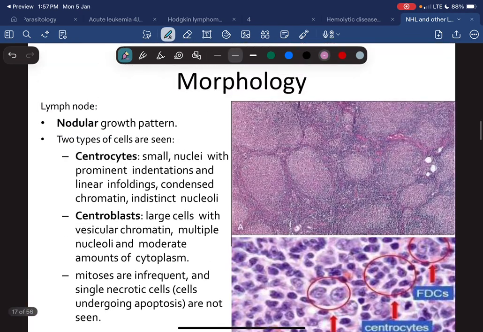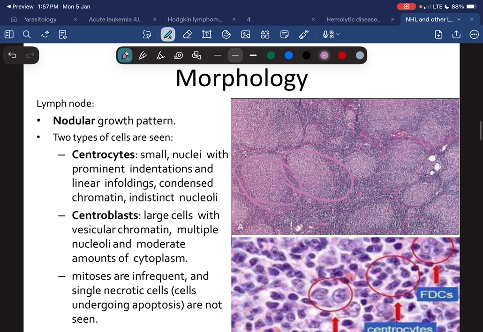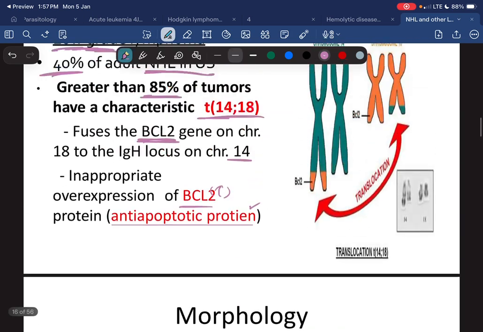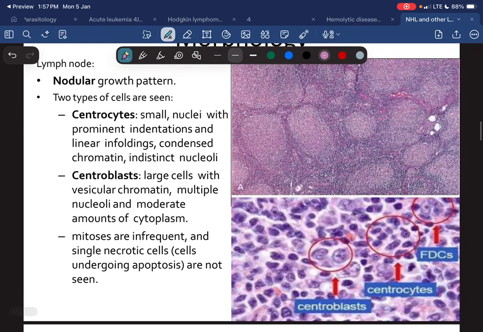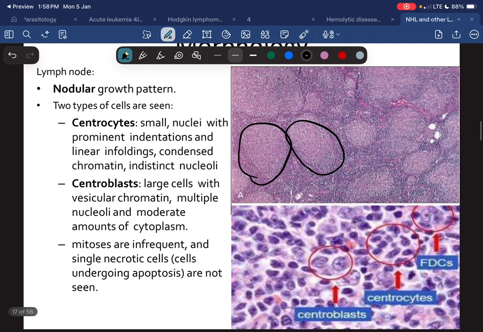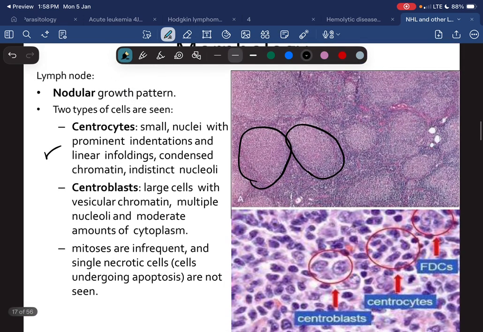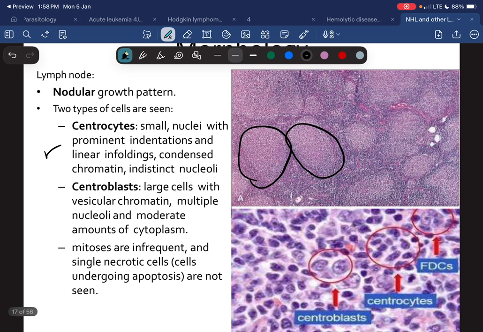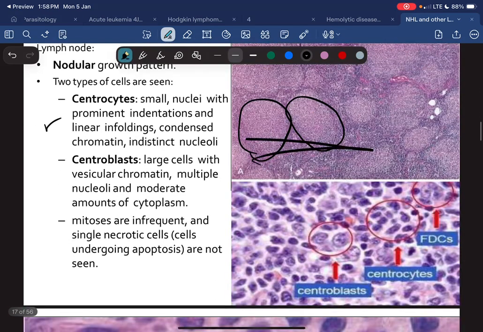However, these follicles differ from the follicular hyperplasia, the benign condition or normal lymph node, in what? In that it is monotonous. تقريبا they are identical to each other and the full lymph node is effaced, يعني ما في cortex, medulla, variation, all the structures موجودة. Lymph node all are effaced by what? By lymphoid follicles. Lymphoid follicles composed of two cell types, centrocyte and centroblast.